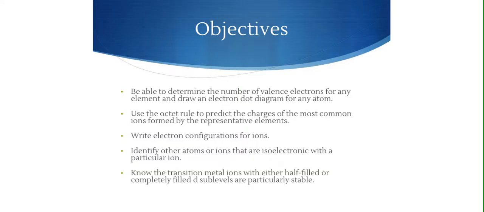So after this video, you should be able to determine the number of valence electrons for any element and draw an electron diagram for any atom. Use the octet rule to predict the charges of the most common ions formed by the representative elements. Write electron configuration for ions. Identify other atoms or ions that are isoelectronic with a particular ion. And finally, know the transition metal ions with either half-filled or completely filled d sublevels are particularly stable. So there's quite a few things there.